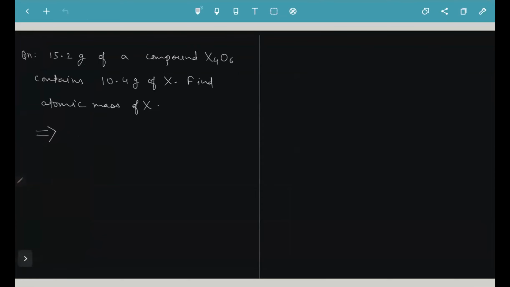There may be multiple ways to solve this. Okay. I will try and solve this question with the help of the law of constant proportion.